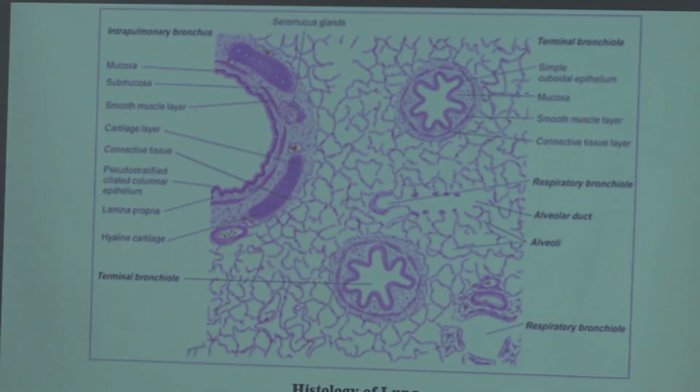Next, what is this? Terminal bronchiole. Okay. Now can you see the smaller one? This is the respiratory bronchiole. See, this is the respiratory bronchiole. And as I said, respiratory bronchiole will always lead to the alveolar duct. Look, this is the alveolar duct. Okay, and through the alveolar duct it is going towards the alveoli.